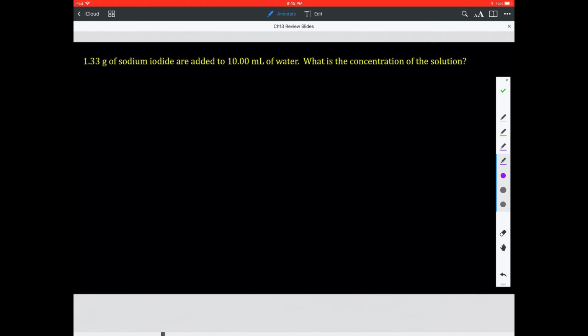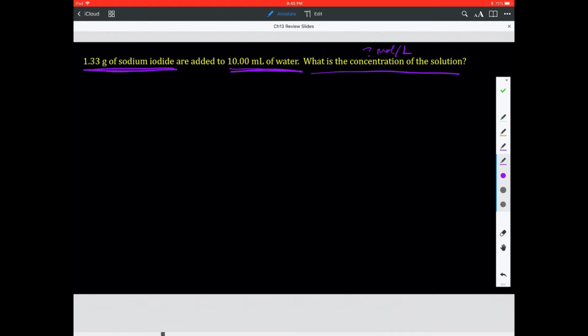So first, let's go ahead and read our problem and figure out what our given and goal are, right? So we have 1.33 grams of sodium iodide, which is a mass, and it's added to some amount of water, and I would like to know the concentration of my solution, right? So the concentration is my question. Concentration is moles per liter. So all I'm doing is taking something and adding it to water, specifically sodium iodide, right?